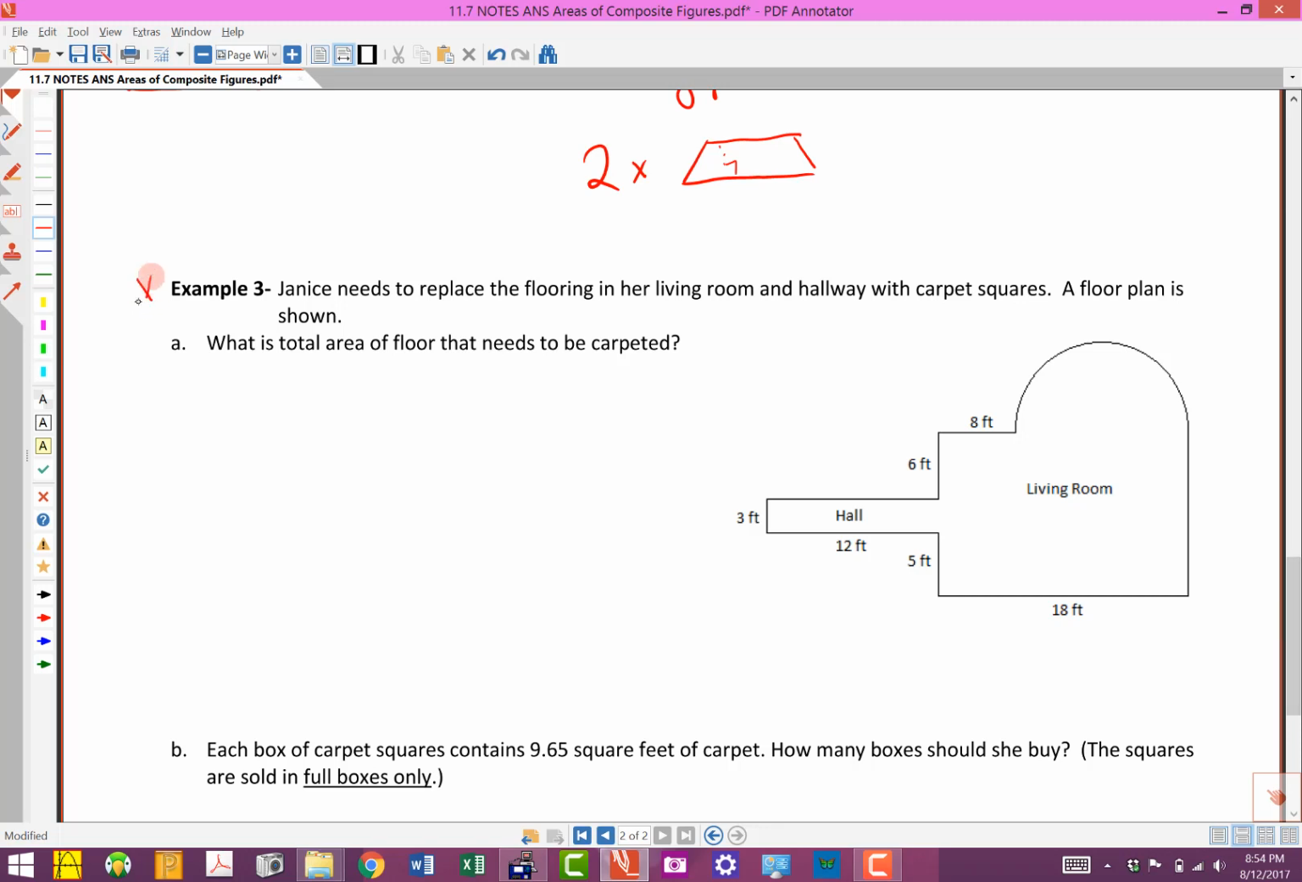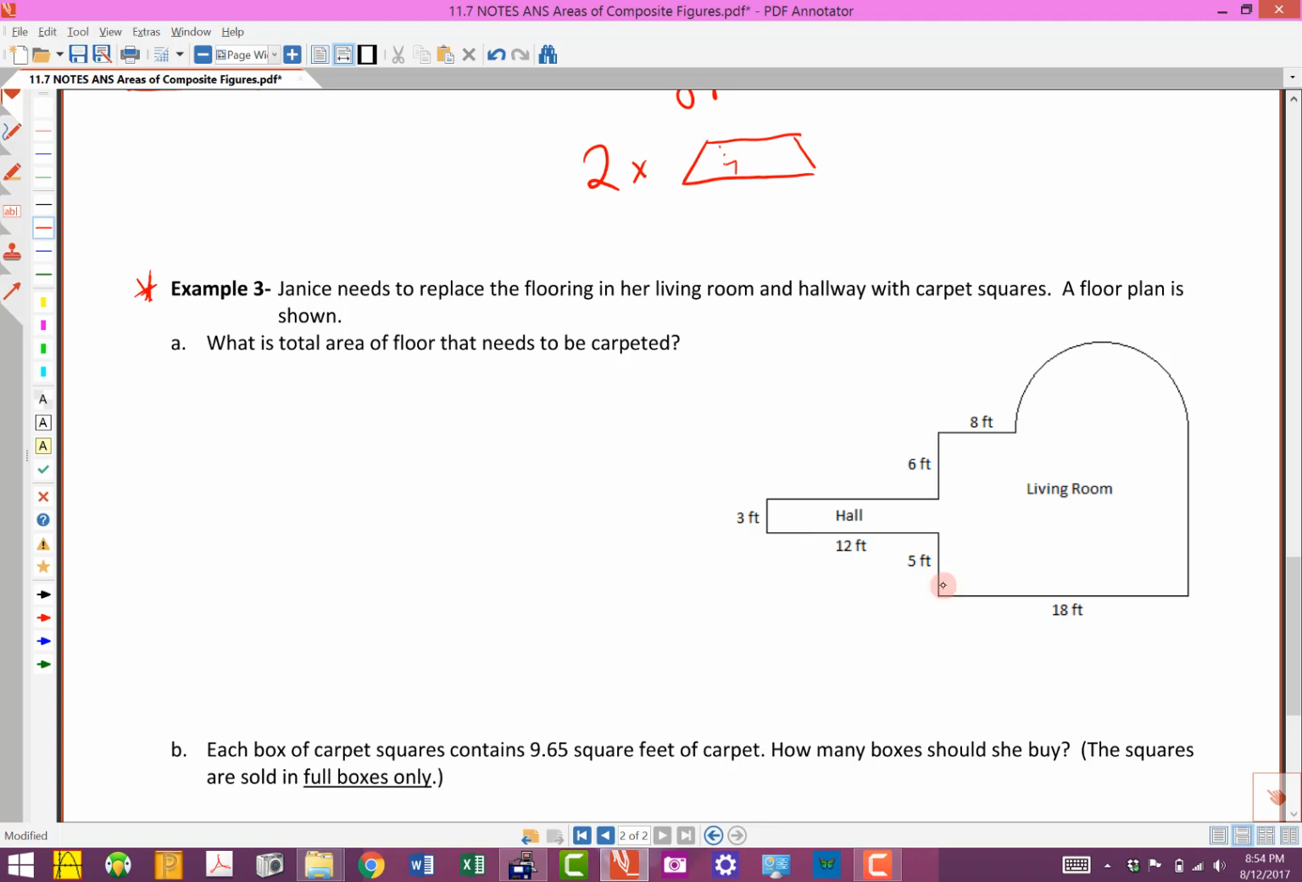Now, I'm going to put an asterisk by this one right here because this is a really important idea. It kind of pulls together a lot of the things that we've been talking about. And here's the situation. It says Janice needs to replace the flooring in her living room and hallway with carpet squares. A floor plan is shown. So here's the floor plan. This is what her living room looks like, and there's the hallway. And she wants to put some new carpet squares down. It says, what is the total area of the floor that needs to be carpeted?